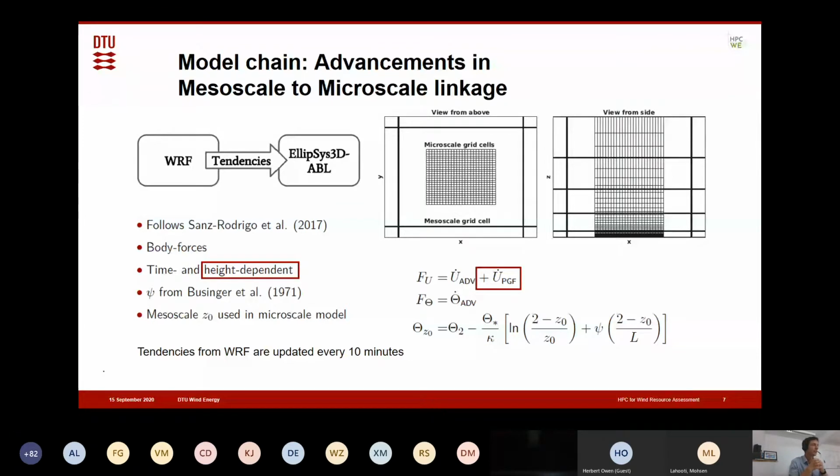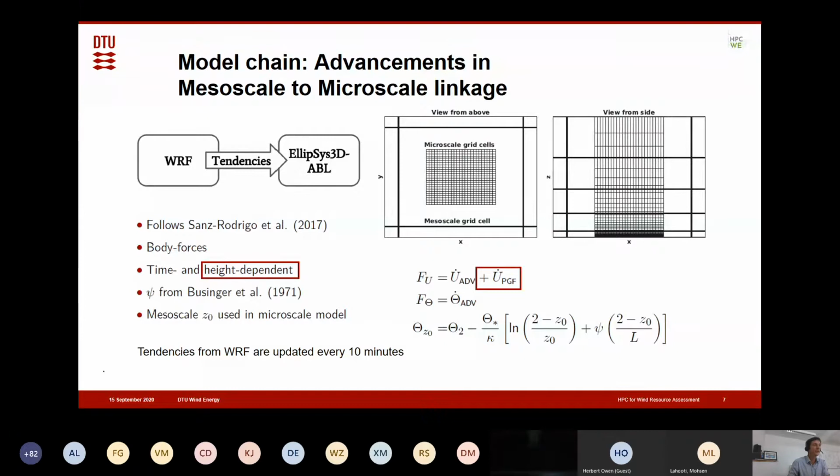It uses body forces to drive the CFD code, and it uses time and height dependent forcing, this is the original setting. So you're forcing columns. On this side, we have a forcing based on a tendency from the advection term, bringing momentum into a grid. And then we also have this term, which is the pressure gradient force, also creating an acceleration. So we can get these terms from the mesoscale model and then use those to drive the CFD codes.